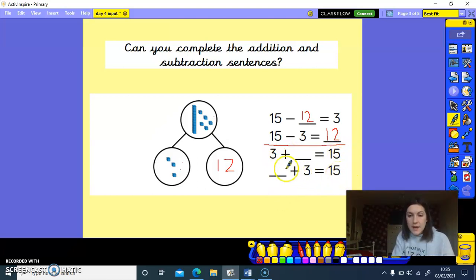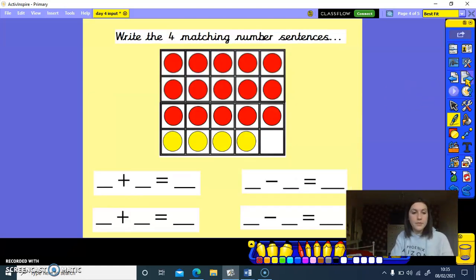So I just need to fill in, I've got my 3 again and my 15, which means I'm missing my 12. And then again, I'm missing my 12. Happy with that. My addition, the biggest numbers at the end, my subtraction, the biggest numbers at the start. And I've remembered the addition symbol for addition and the subtraction symbol for subtraction.